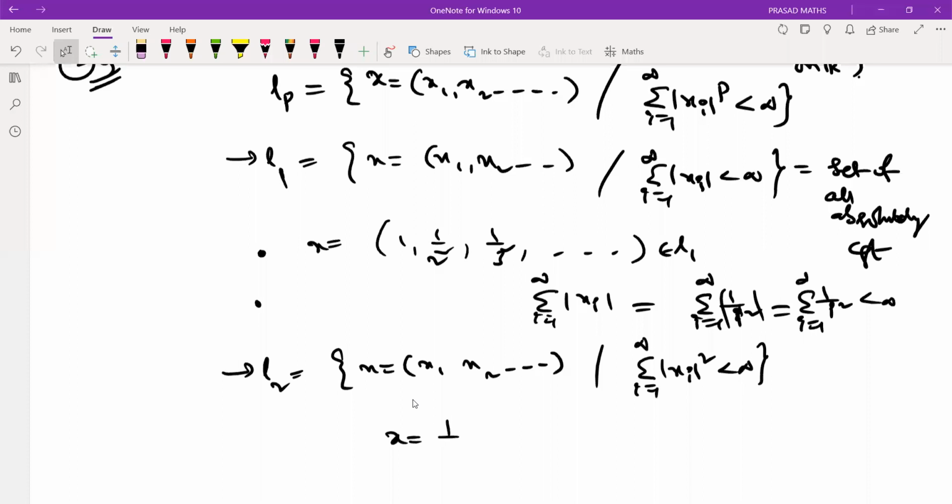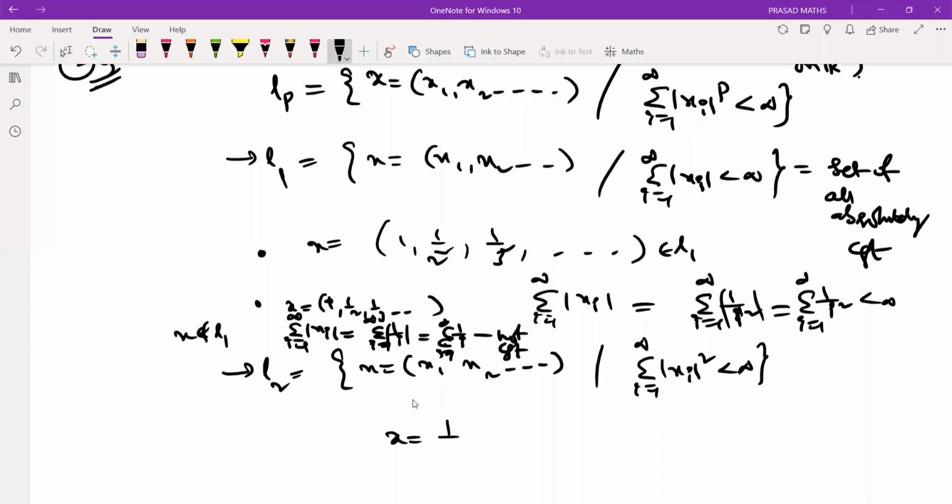Suppose I take x equals 1, 1 by 2, 1 by 3 like this. Is it an element of L1? No. Understand? Why? Because summation i equals 1 to infinity of mod of xi is summation of mod of 1 by i, which is summation i equals 1 to infinity of 1 by i. You know, by the p-test it is divergent. It's not convergent. Therefore, this x should not be a member of L1. The sequence 1, 1 by 2, 1 by 3, 1 by 4, 1 by 5 is a sequence, but it is not an element of L1. Whereas the sequence of real numbers 1, 1 by 2 square, 1 by 3 square, 1 by 4 square like that is always an element of L1.